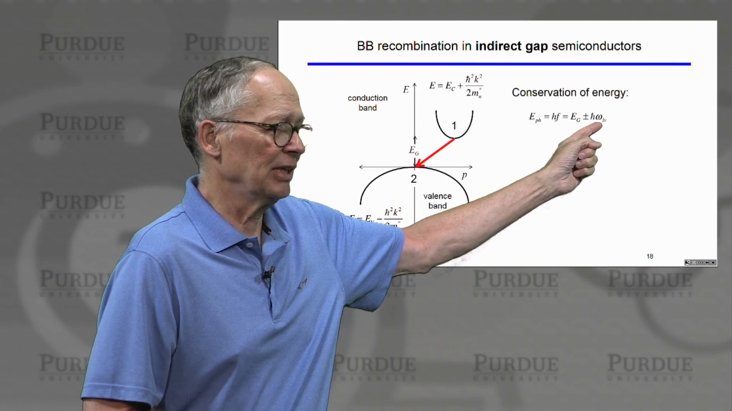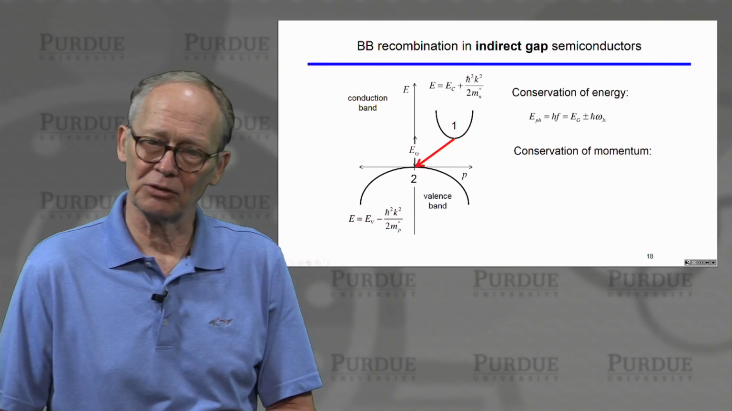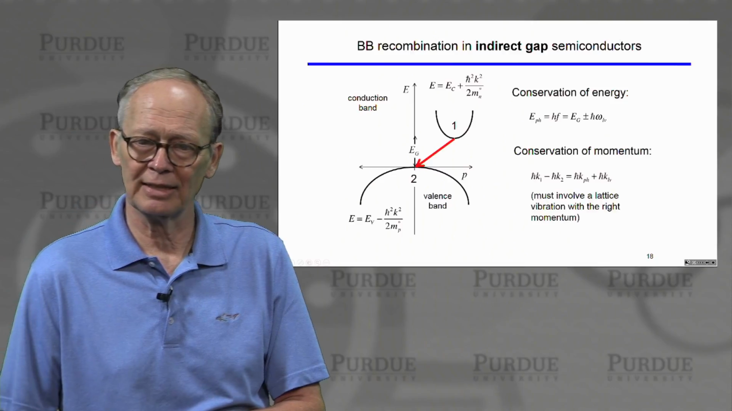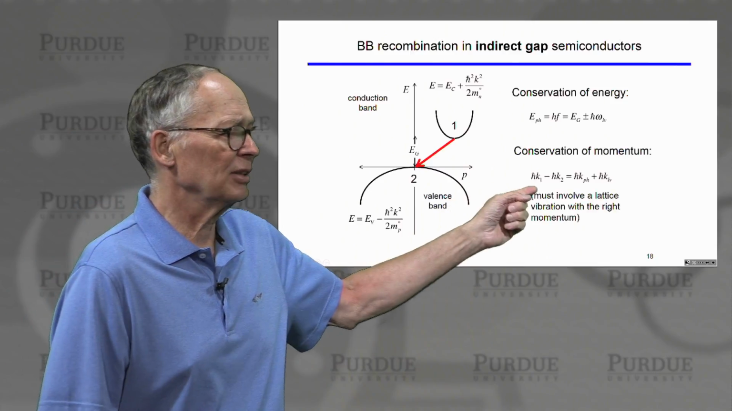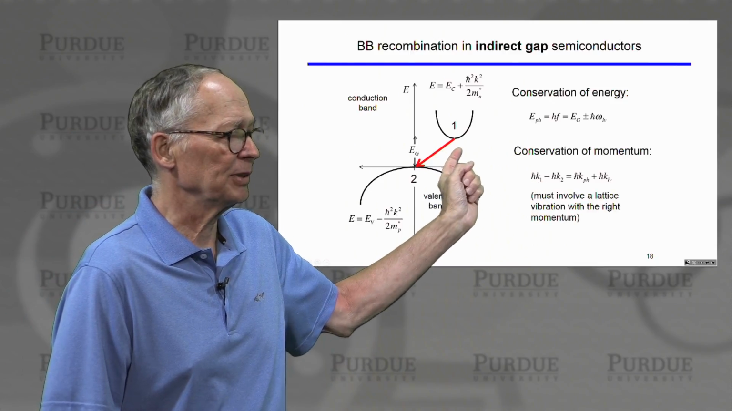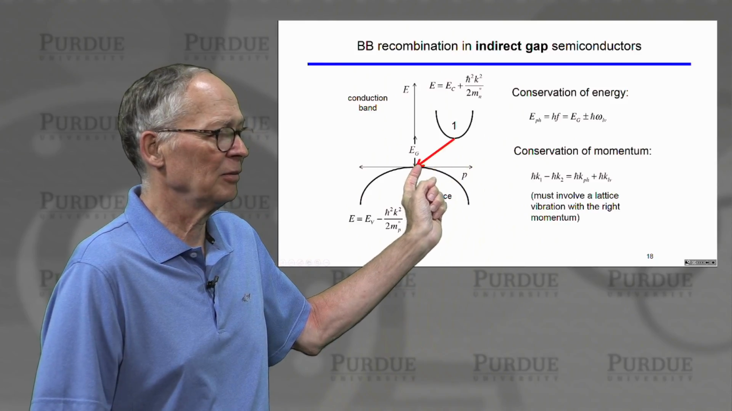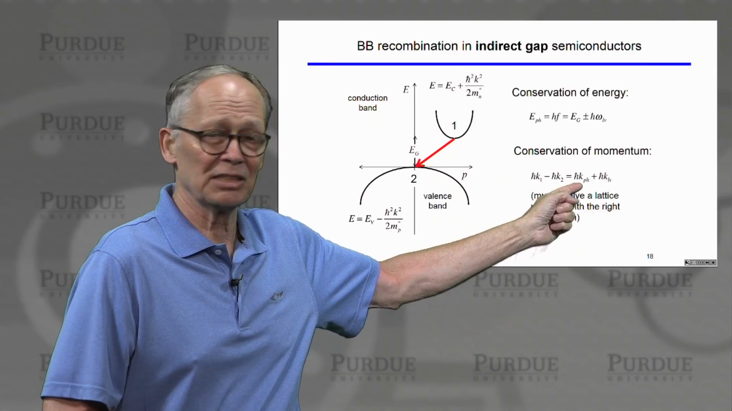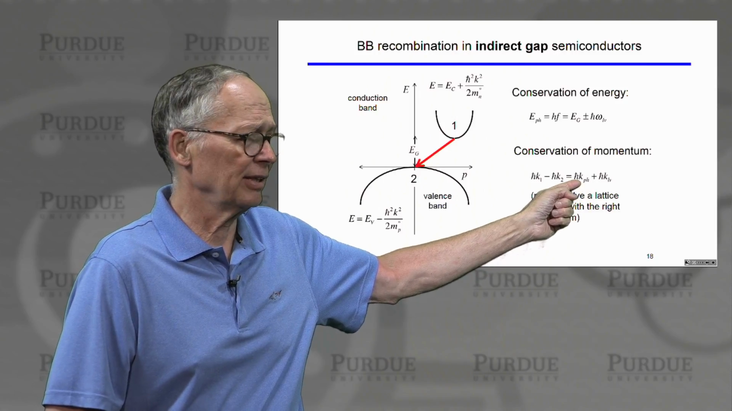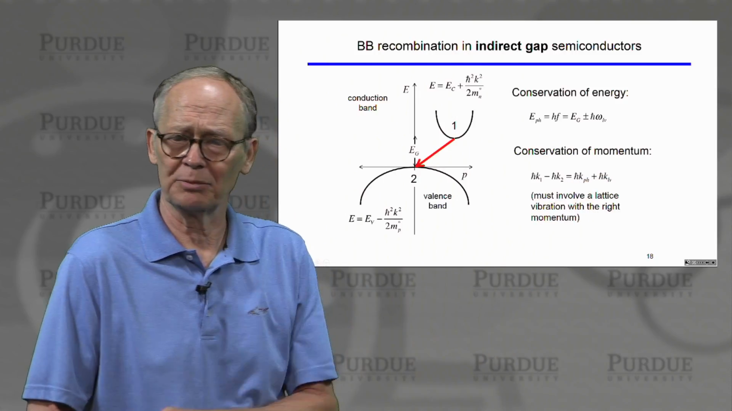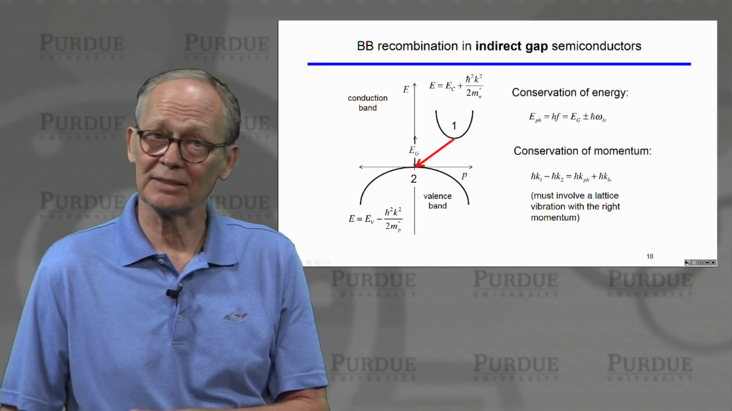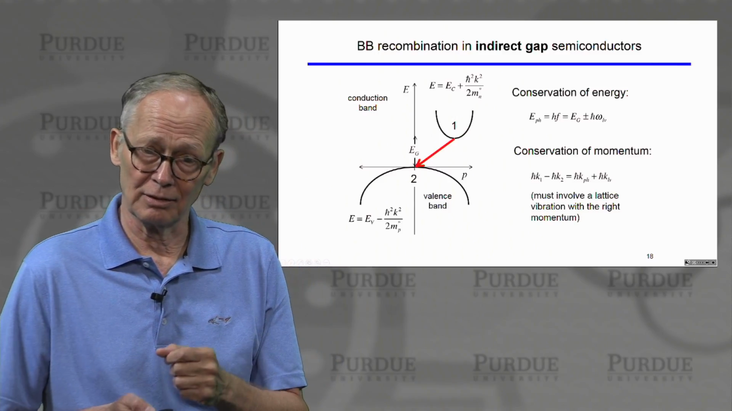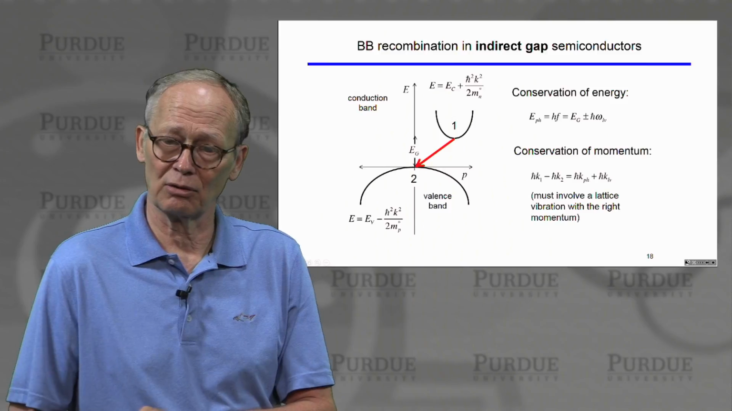That lattice vibration will have some energy that has to be accounted for in conservation of energy, and conservation of momentum will take place because the difference between the initial momentum and the final momentum could be given to a photon, but there isn't much momentum in a photon, so that isn't going to help. So it's primarily going to be given to a lattice vibration, or a quantized lattice vibration, or a phonon.